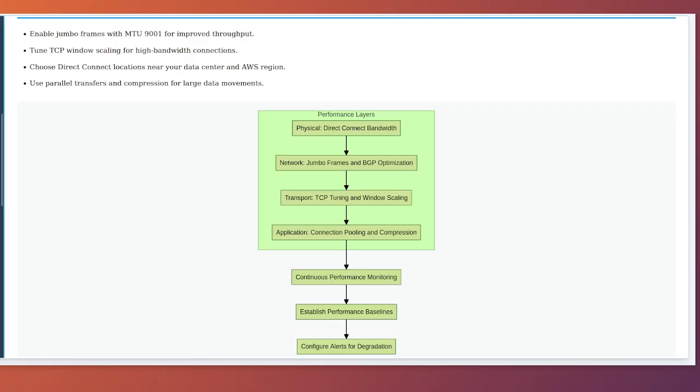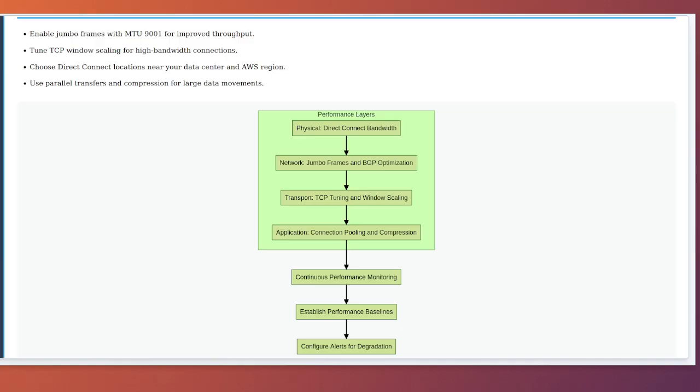At the network layer, configure jumbo frames, optimize BGP routing to minimize unnecessary hops, and use LAG for connection-level load balancing. At the transport layer, tune TCP parameters including window size, congestion control algorithms, and keep alive settings. At the application layer, optimize how applications use the network, such as implementing connection pooling, caching, and data compression.